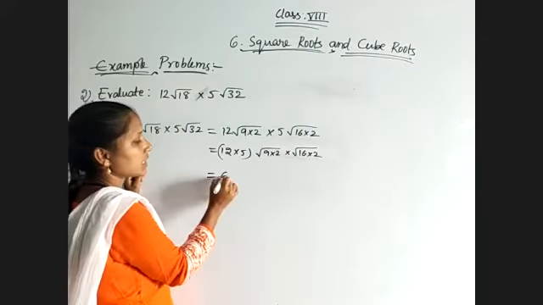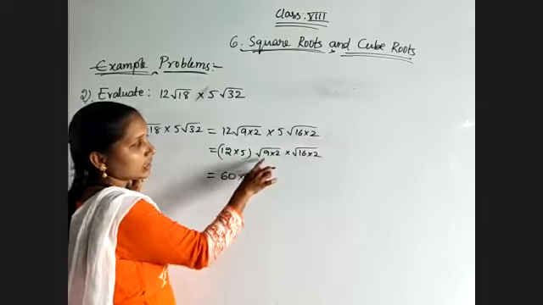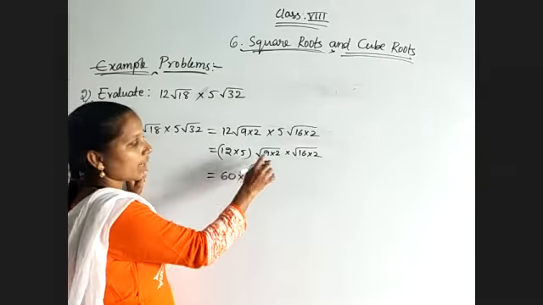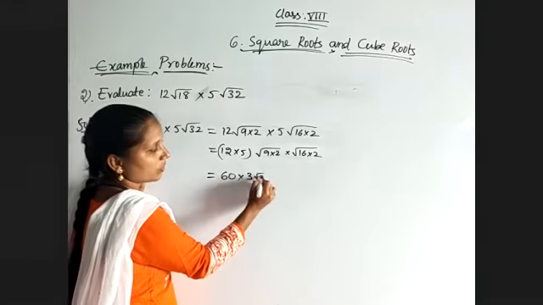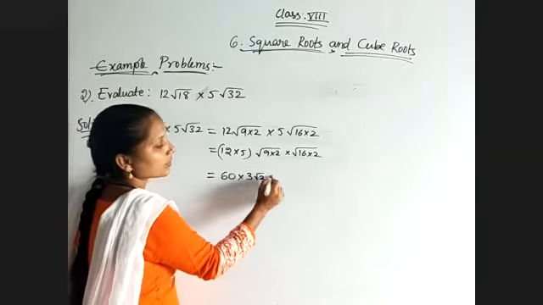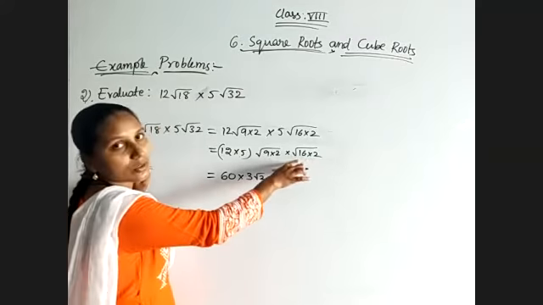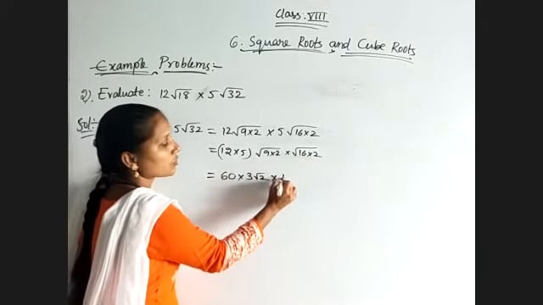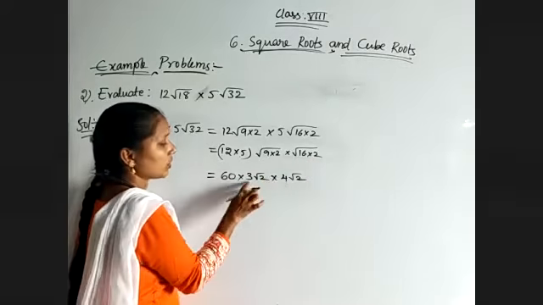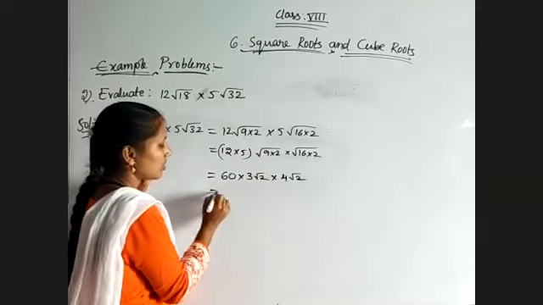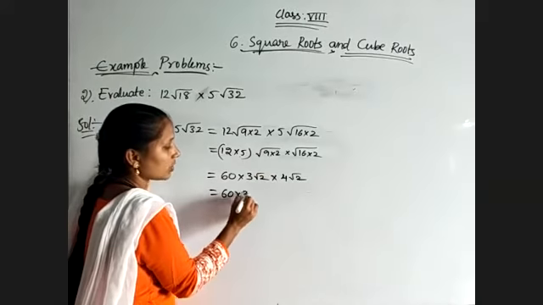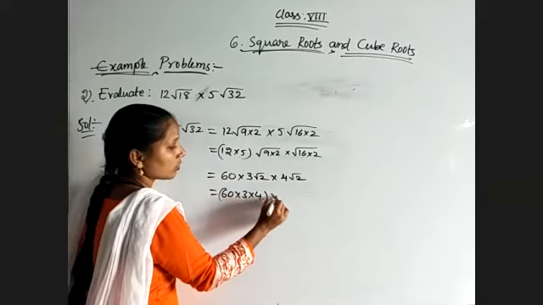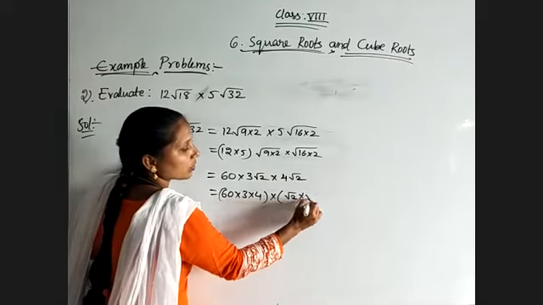So 12 5 is 16. And root 9 value is 3. So 3 root 2. This simplification is 3 root 2 into root 16 into 2. Root 16 is nothing but 4. So 4 root 2. Now again these two are outside. So 60 into 3 into 4 into root 2 into root 2.